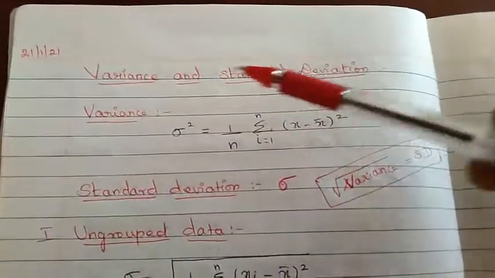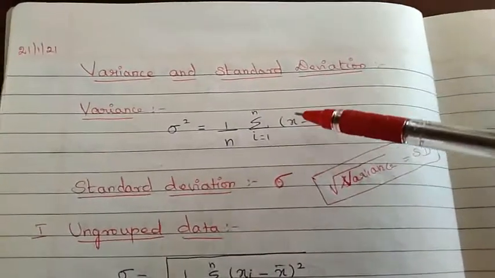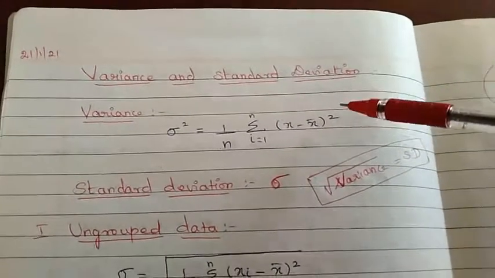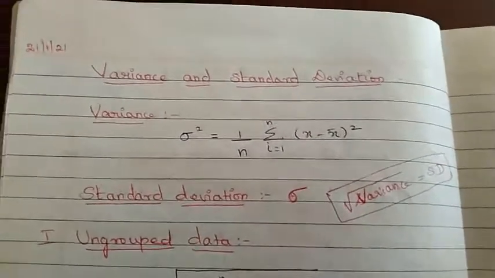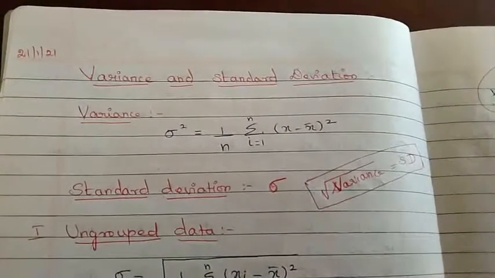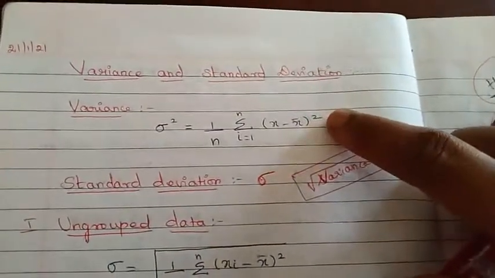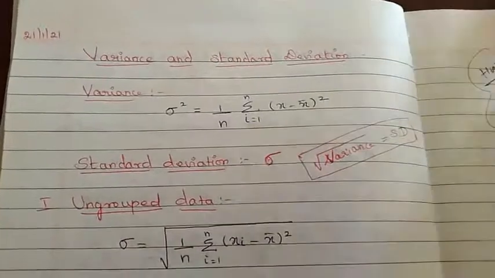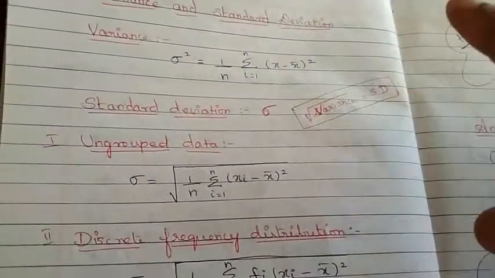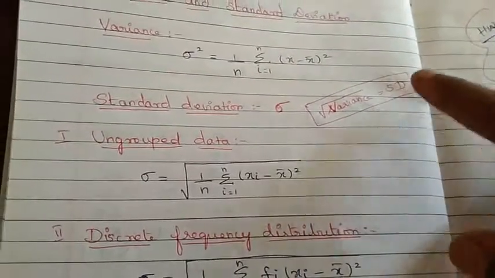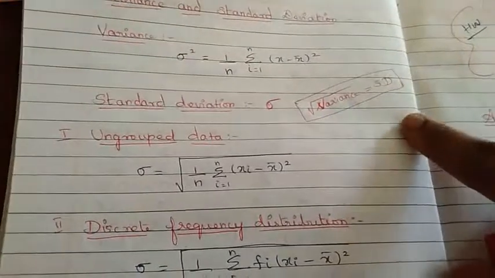What is the formula for variance? Sigma square is 1 by n into summation i equal to 1 to n, x minus x bar the whole square. So our idea is to make the deviations positive. In mean deviation we have taken the absolute value. So in standard deviation we have taken the square of it so that we can avoid the sign. Okay. So square root of variance will give you the standard deviation. If you square the standard deviation we will get the variance. So this is the thing you have to remember.